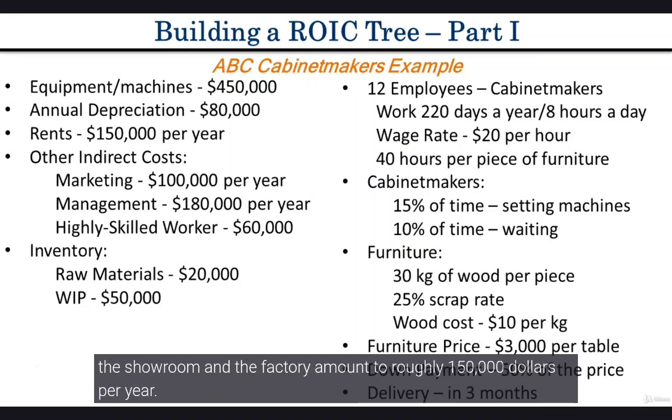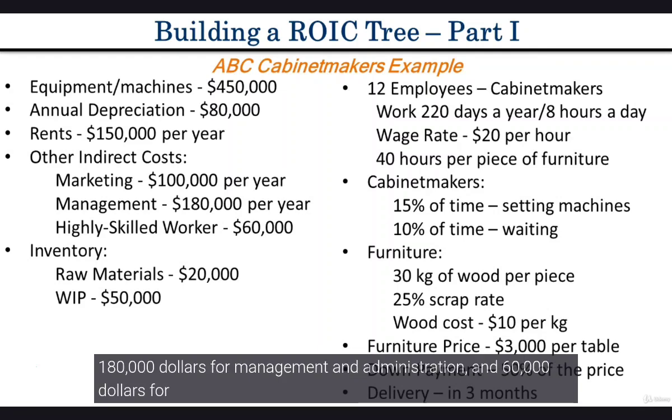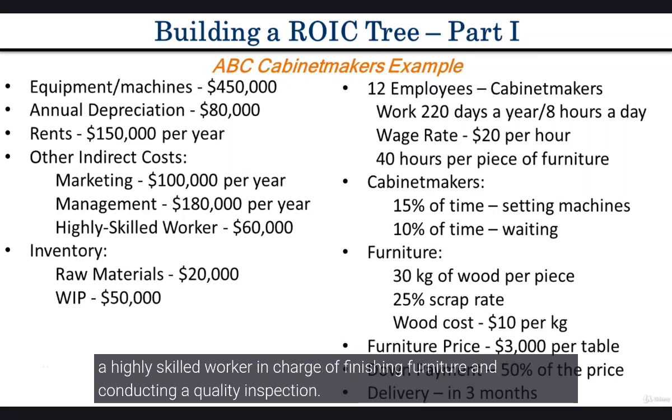Rents for the showroom and the factory amount to roughly $1,000 and $1,500 per year. Other indirect costs for the company are about $100,000 per year for marketing-related expenses, $180,000 for management and administration, and $60,000 for a highly skilled worker in charge of finishing furniture and conducting a quality inspection.